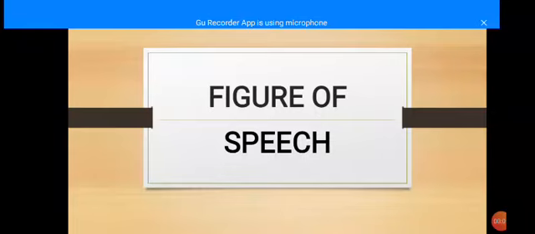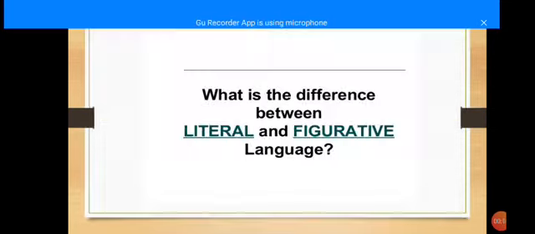Good morning, students. Today we are going to learn figures of speech. Now, what is figure of speech? Figure of speech is literary devices or poetic devices which a poet or an author uses to elaborate his words.